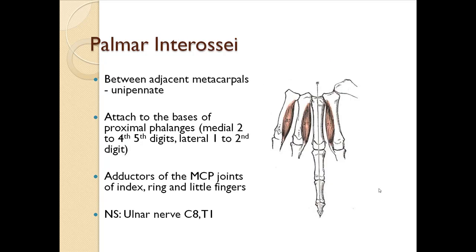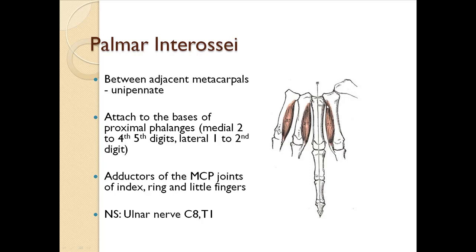In the palm of the hand, we have three sets of muscles. The first ones are the palmar interossei. These are a series of unipennate muscles that attach to the shafts of the corresponding metacarpals and go off to the bases of the proximal phalanges of the index finger, the ring finger, and the little finger.